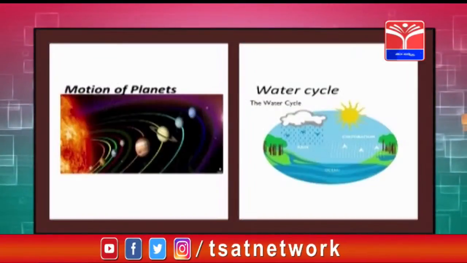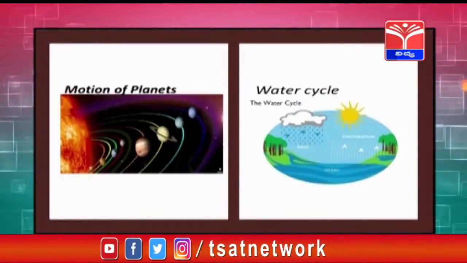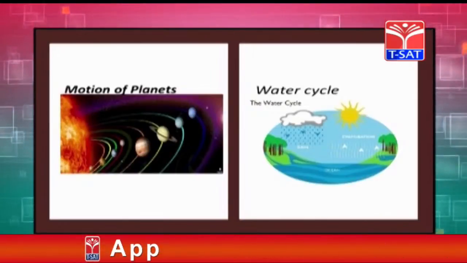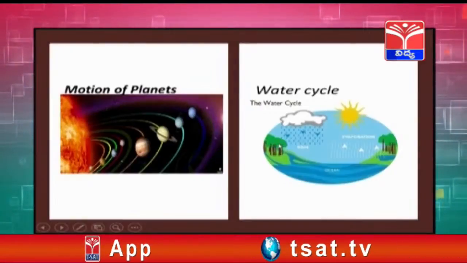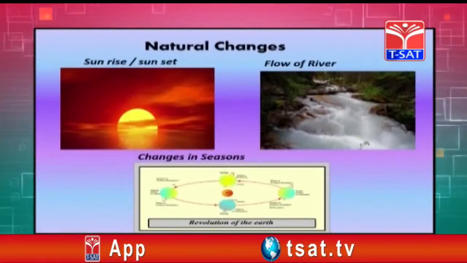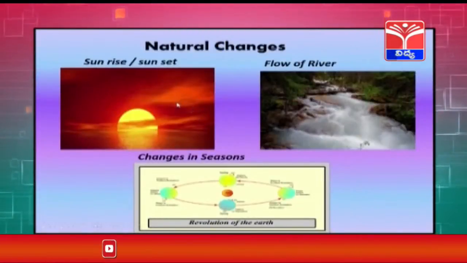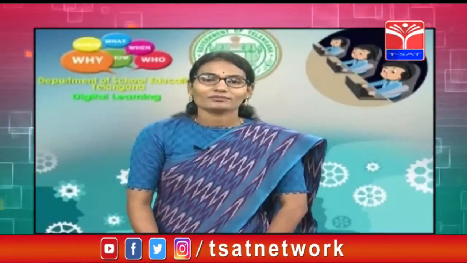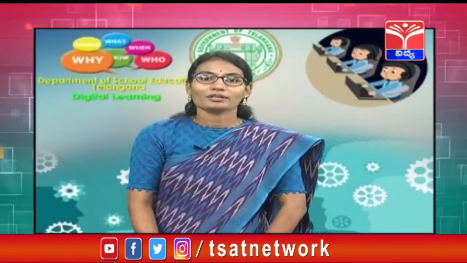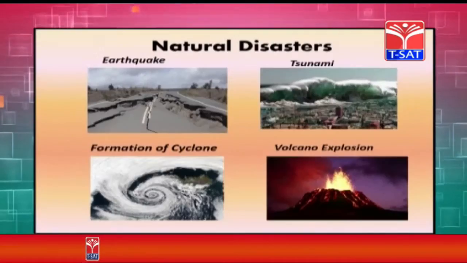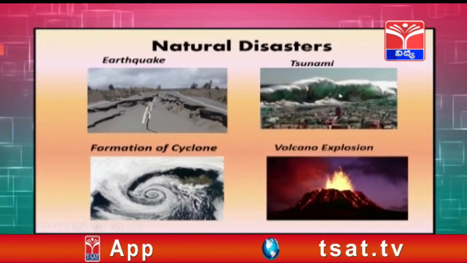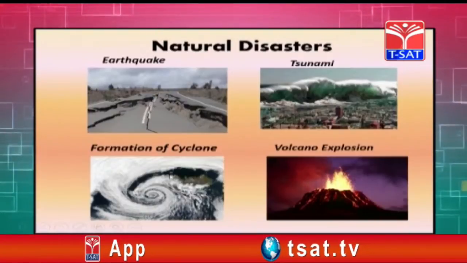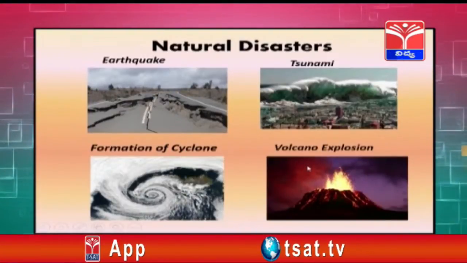Children, you learned about the changes around us in your previous grade, like motion of planets, the solar system, and the water cycle, that is the raining process. And also you learned about natural changes like sunrise, flow of river, change in seasons. Children, you heard news about natural disasters, that is earthquake, tsunami, cyclone formation in seas, and volcano explosion.